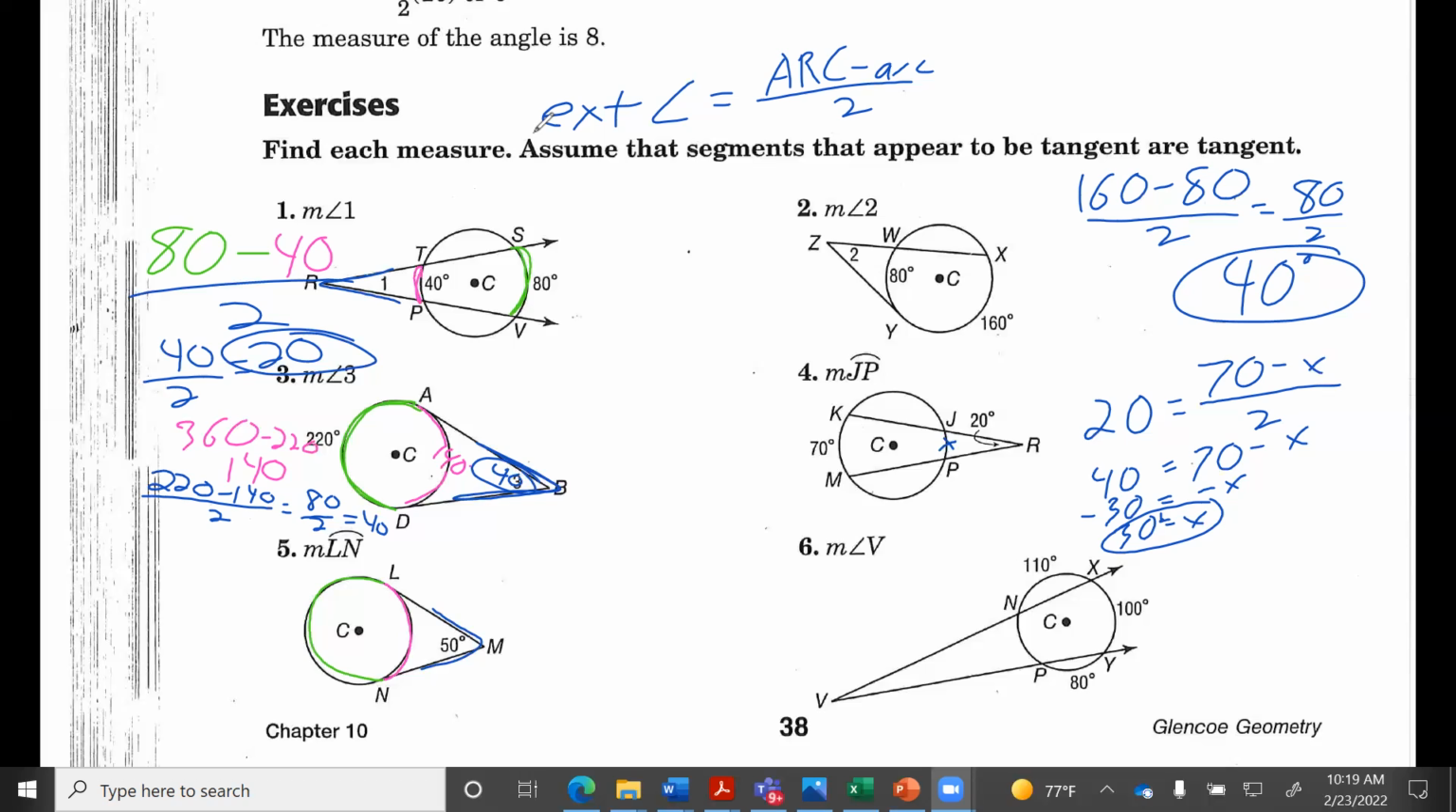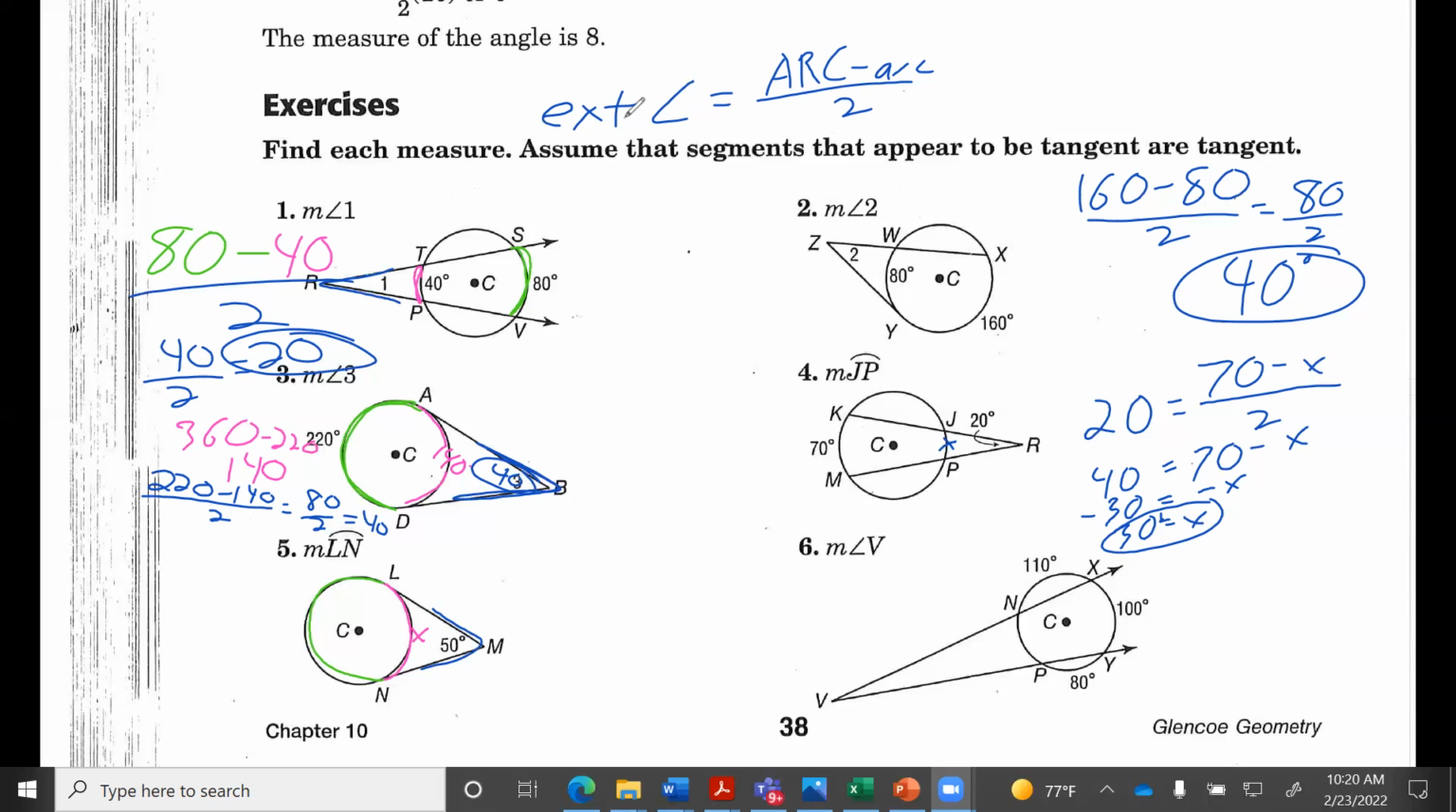So first, we have to know what we're solving for. Here, we are solving for the minor arc LN. For the major arc, we still don't have any value over there. But it's no different than what we just did on the one above it.